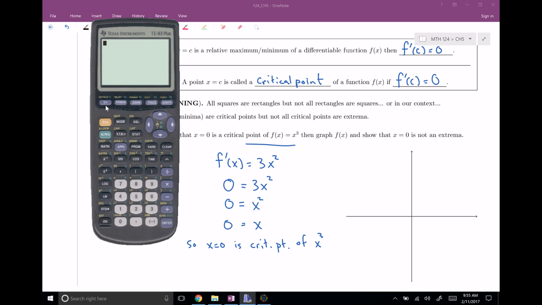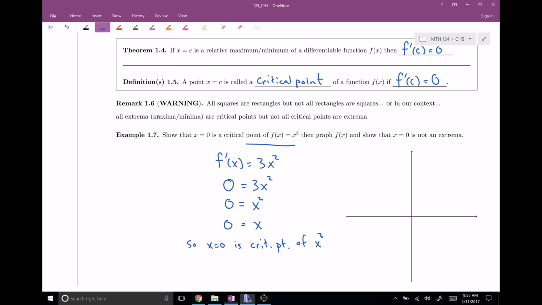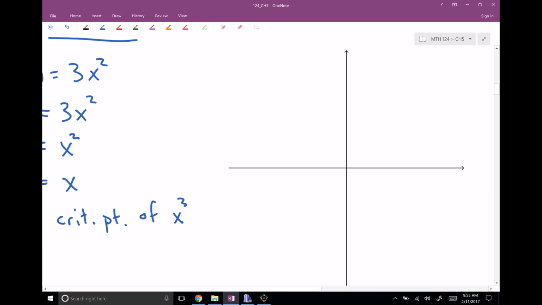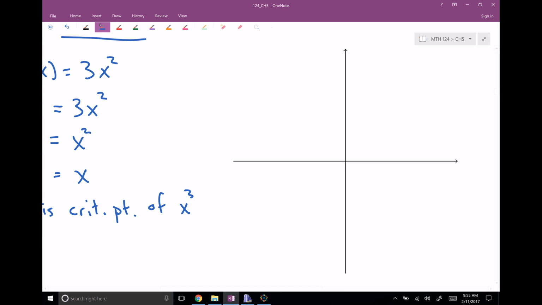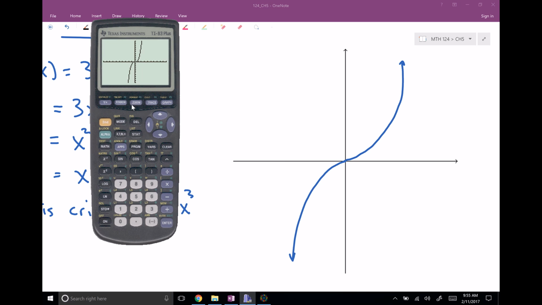So y equals x cubed, and then we graph this thing. And you see we get something like this. So if I was to try to draw a sketch here, crudely, it would look something like this. Let's maybe even zoom in on it on our calculator and see really what's happening at 0. So I'm going to zoom in.